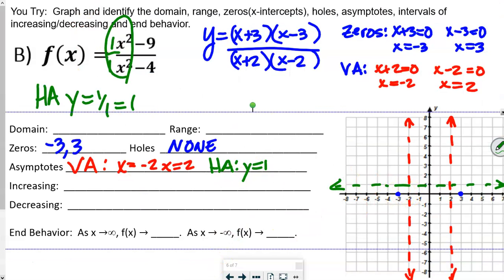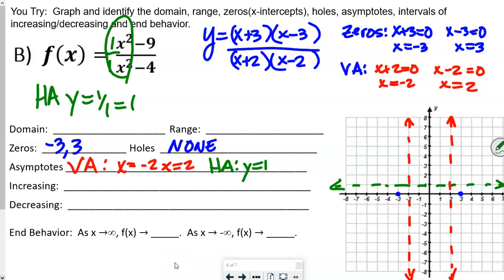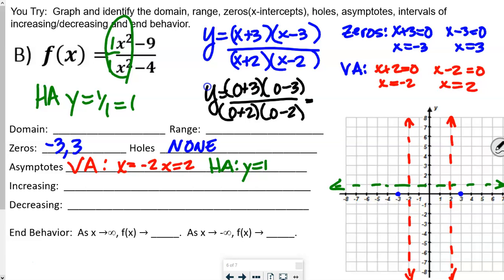Now let's go back to here. Now we're going to go ahead and graph this. Let me find this other point. If I wanted to find the y value here, guys, I would say y equals, and I would put 0 plus 3, 0 minus 3, over 0 plus 2, 0 minus 2. That's going to be our y-intercept. So that's going to give me 3 times -3 over 2 times -2, which is -9 over -4, which is 2.25, which is what we saw just a second ago. So I'm going to go ahead and graph that right there.